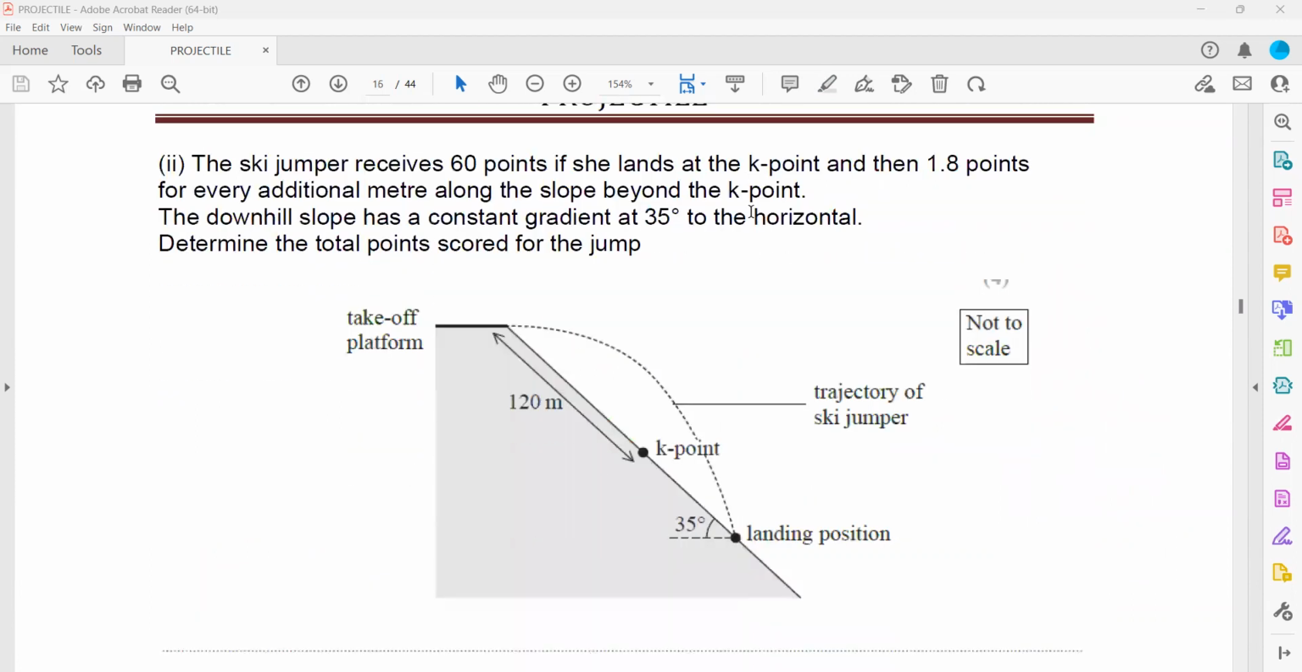Now you can see the ski jumper receives 60 points if she lands at the K point and 1.8 points for every additional meter. So if they land at the K point, they will receive 60 points, and for each additional 1 meter, they will receive an extra 1.8 points. The downhill slope has a constant gradient of 35 degrees to the horizontal. Determine the total point score for the jump.